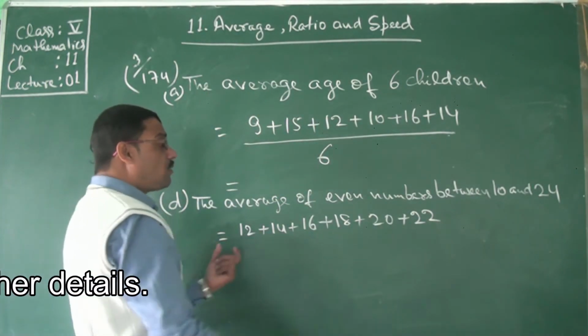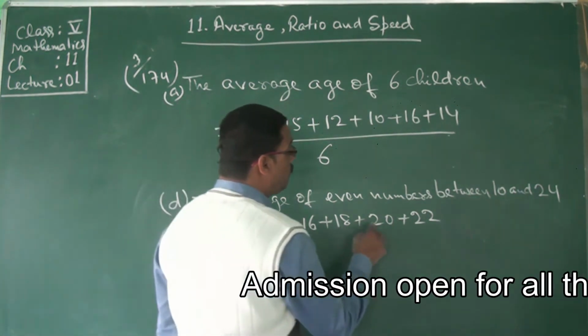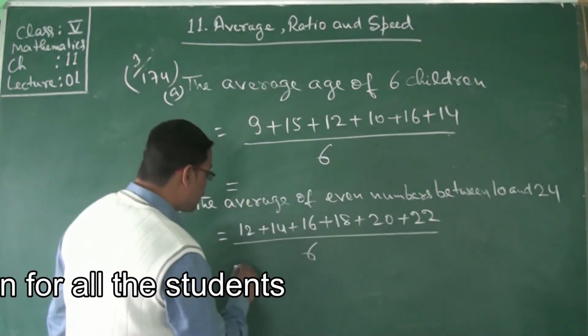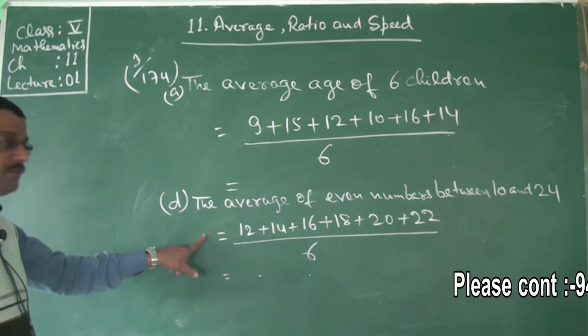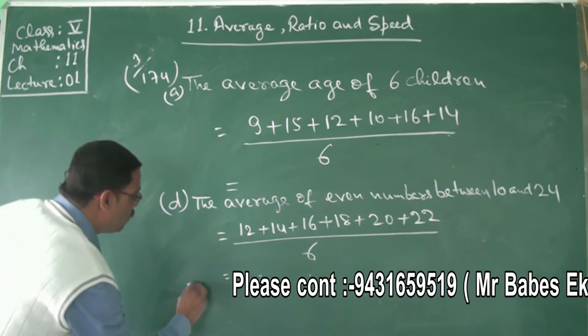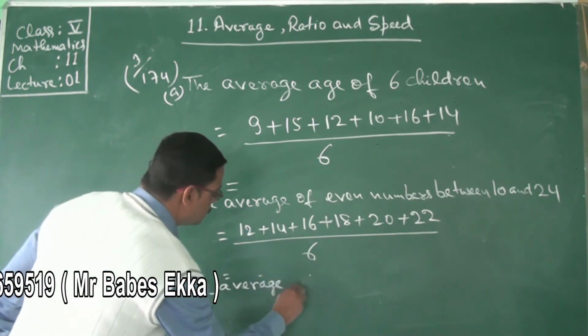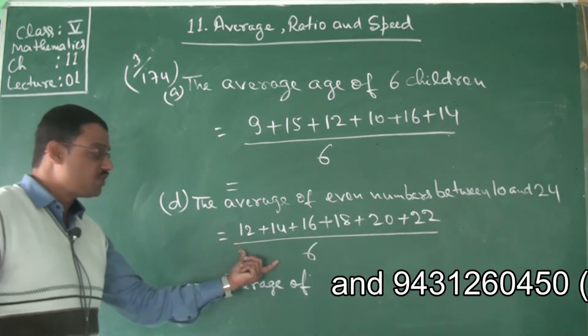So now count the number of even numbers: 1, 2, 3, 4, 5, 6. Divide by 6. Calculate it yourself. You can find the average of even numbers. Similarly, we will also find the average of odd numbers. Take care, I have not completed this part. You will complete it yourself.